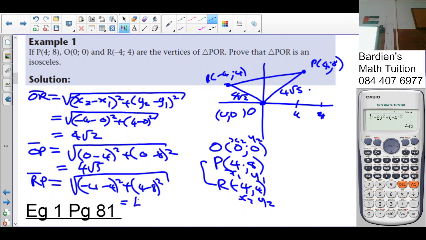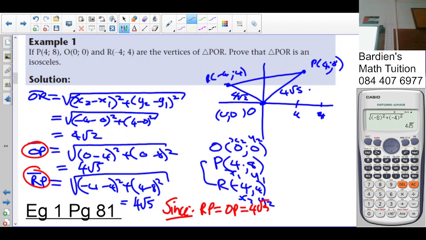What do we notice now? These two are equal now, not so? Yes. So how do we conclude? We say, since, we state the obvious, RP is equal to OP, which is equal to 4 root 5. Therefore, triangle OPR is an isosceles triangle. Why? We got two sides.